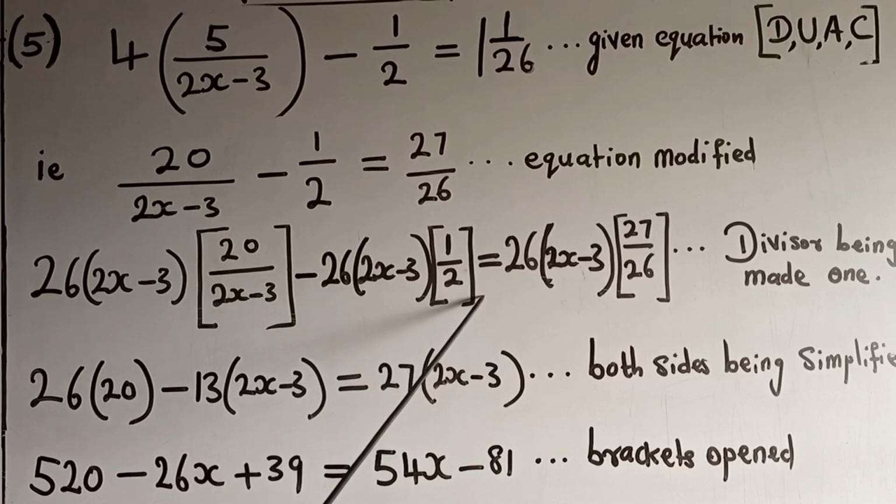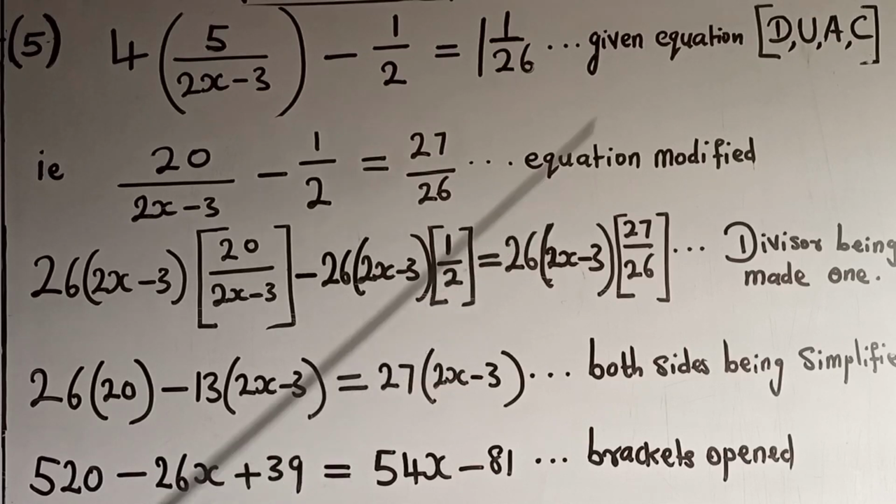Let's now get the result of this multiplication here. When 2 divides 26, the answer is 13. 13 times 1, 13. Then times 2x bracket 3 will give us 13 bracket 2x minus 3. I hope you see and understand what happened here. Yes, I believe you have understood.